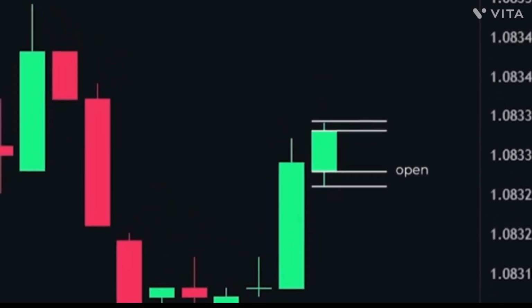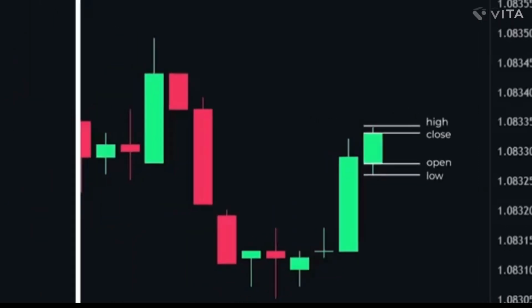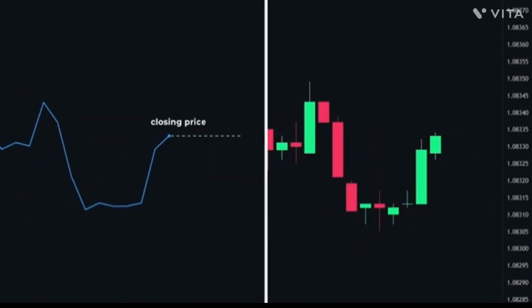First, there's the open, which is the opening price for that period. Next is the high, which shows the highest price reached within that period. Then, there's the low, which is the lowest price reached during that period, and finally the close, which is the closing price. If you were to use only the line chart, the closing price would be the only information you'd get.